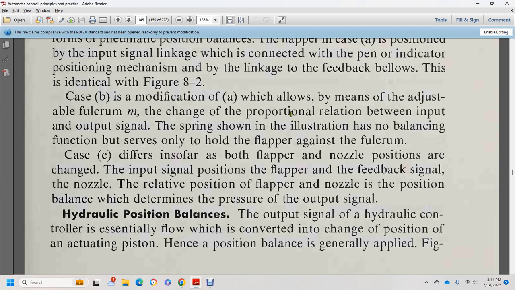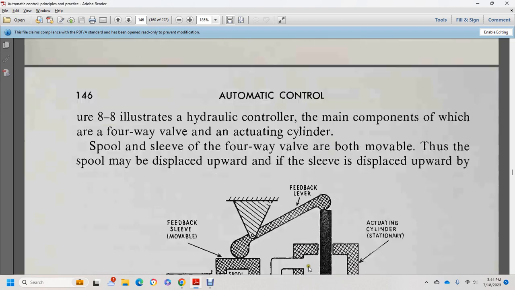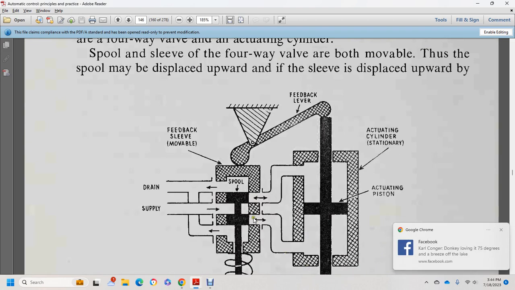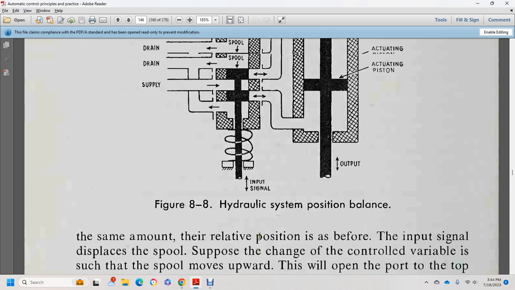Simply, hence, the position of the balance is generally applied. Figure 8.8 illustrates the hydraulic control of the main components, which include the four-way valve of the actuating cylinder. The spool and sleeve of the four-way valve are both movable, thus the spool may be displaced upward if the sleeve is displaced upward. It shows the four-way valve with the drain and supply, and the spool with the feedback of the valve led by the actuating cylinder with the actuating piston output and input, and shows the hydraulic system balancing.